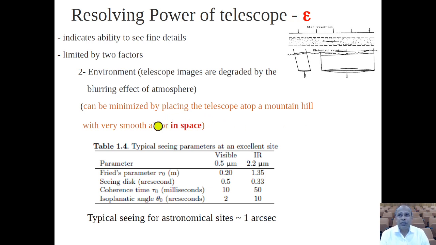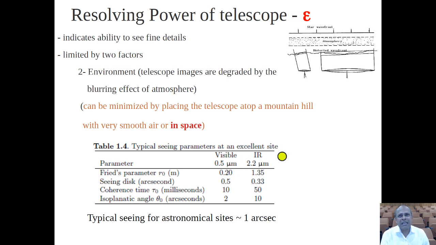And you see this. This can be minimized by placing the telescope on a mountain hill with a very smooth laminar flow of air, or in space. We'll discuss both these aspects. In fact, we try to characterize hilltop sites for their goodness, to establish an optical telescope, by how smooth the laminar flow of the air is there.